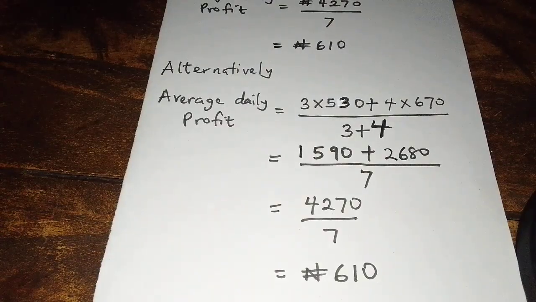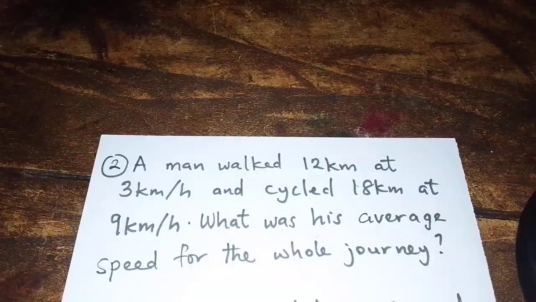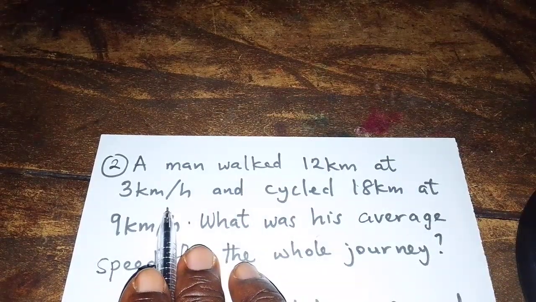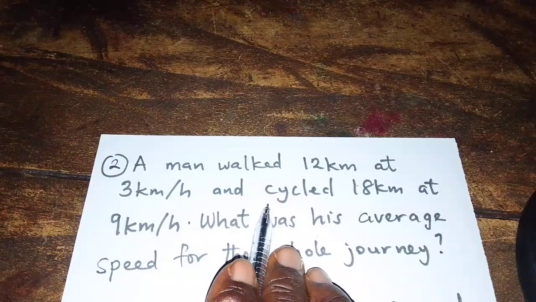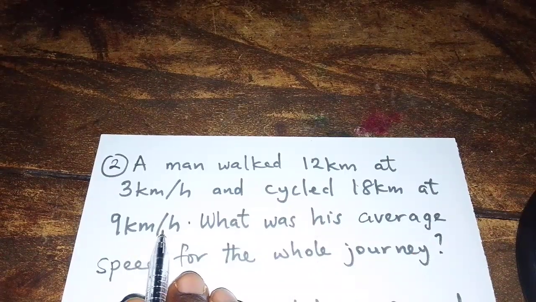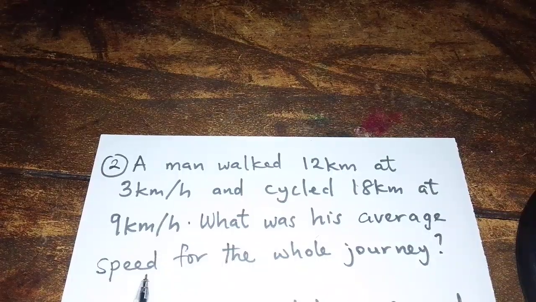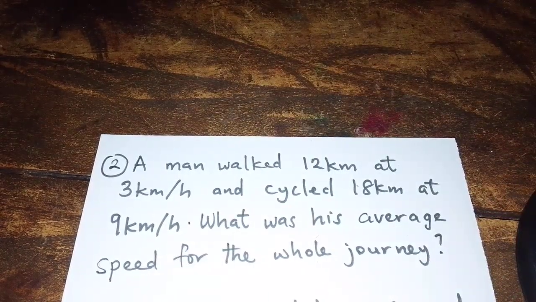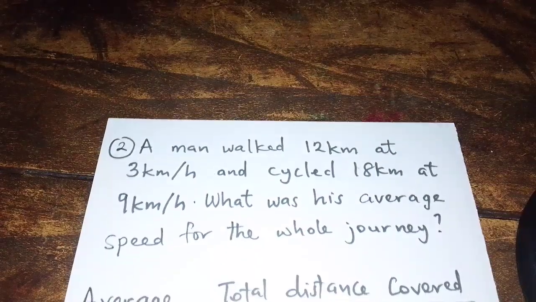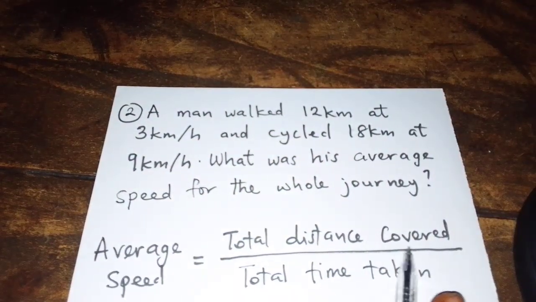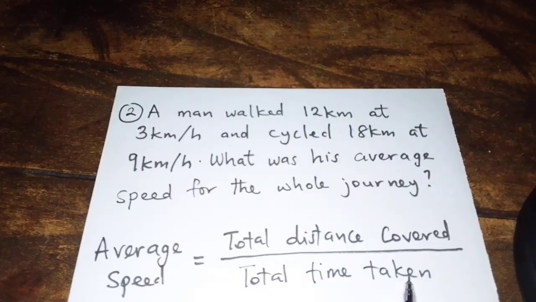Now let's look at the second example. A man walked 12 kilometers at 3 kilometers per hour and cycled 18 kilometers at 9 kilometers per hour. What was his average speed for the whole journey? To get the average speed, it will be total distance covered divided by total time taken.